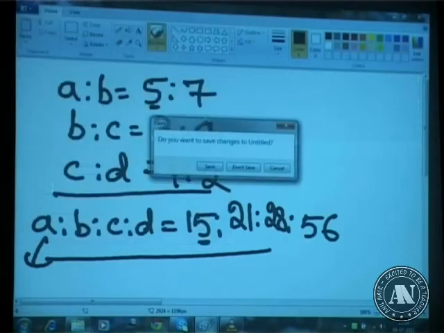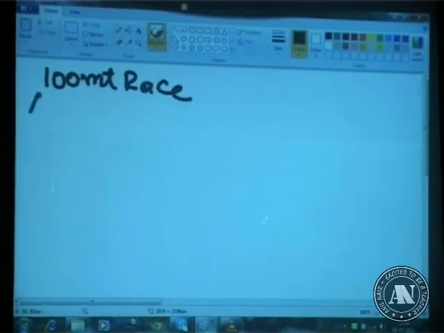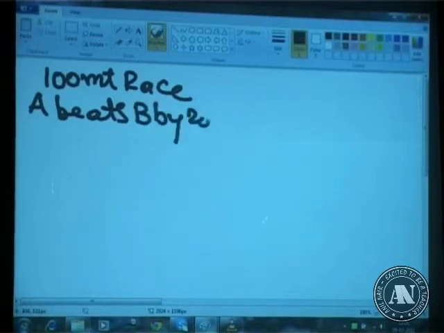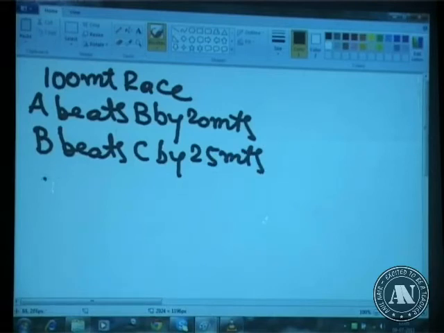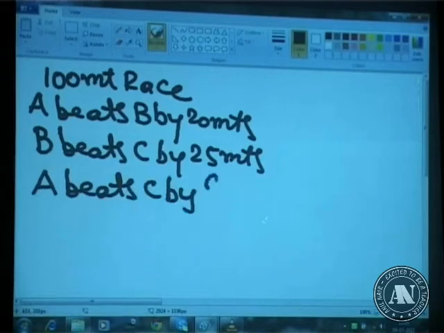See, please write down a question. In a 100 meter race, A beats B by 20 meters. B beats C by 25 meters. A beats C by how much? A beats C by how much? In a 100 meter race, A beats B. Again, two examples, see here.